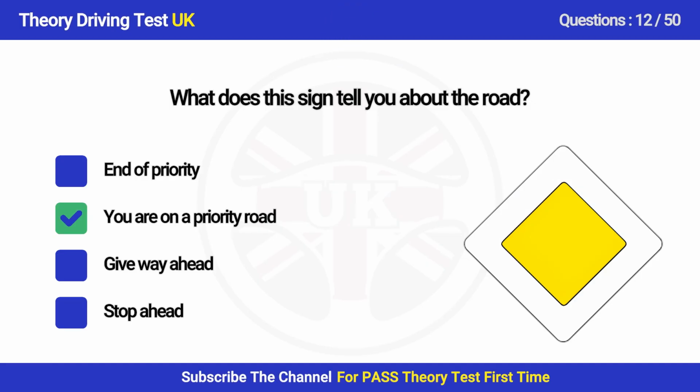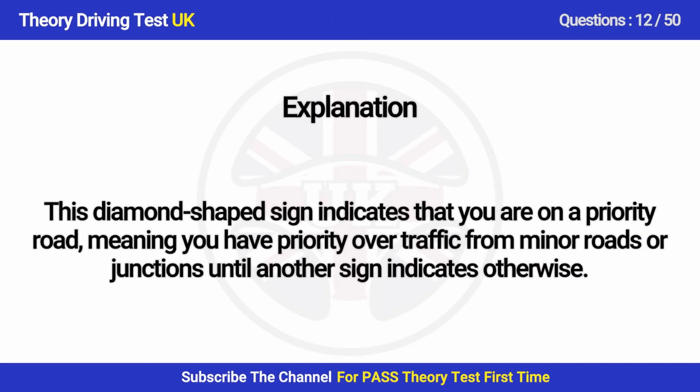Answer is B. You are on a priority road. This sign indicates that you are on a priority road, meaning you have priority over traffic from minor roads or junctions until another sign indicates otherwise.